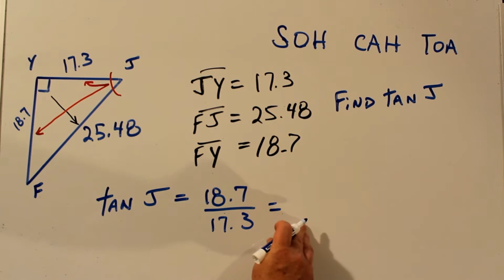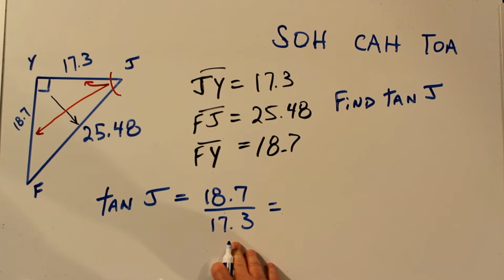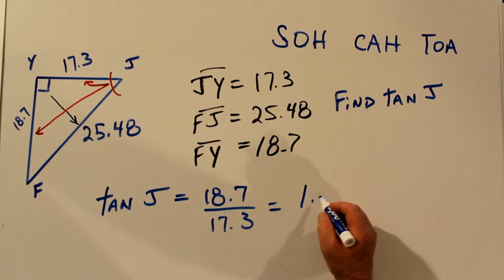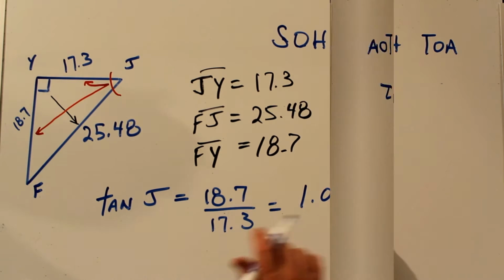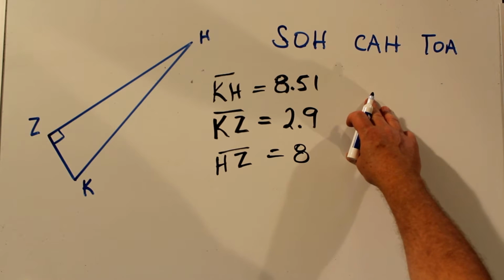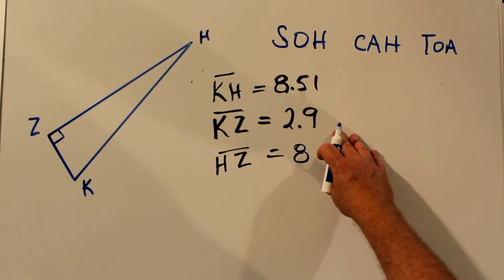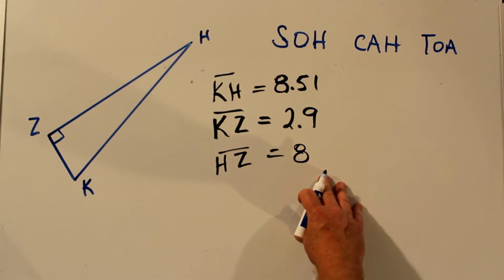And now using a calculator, 18.7 divided by 17.3 is 1.0809. Let's round that to two decimal places and call it 1.08. So the tangent of angle J is 1.08. In this right triangle, side KH is 8.51, KZ is 2.9, and HZ is 8.